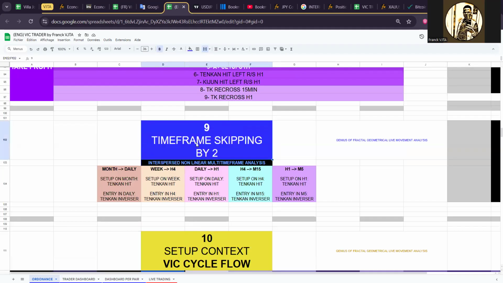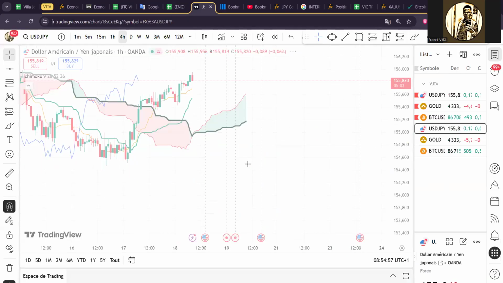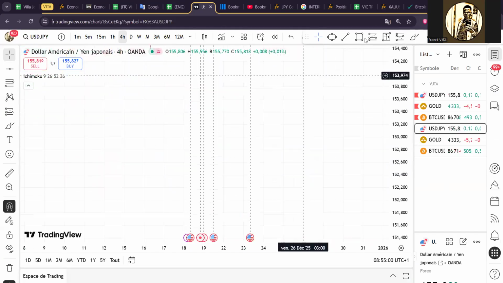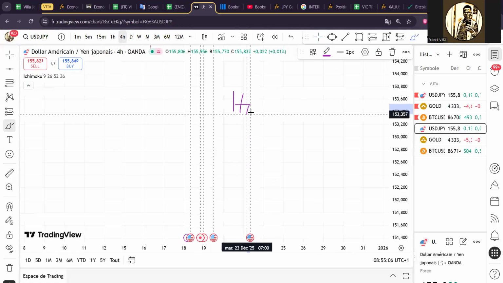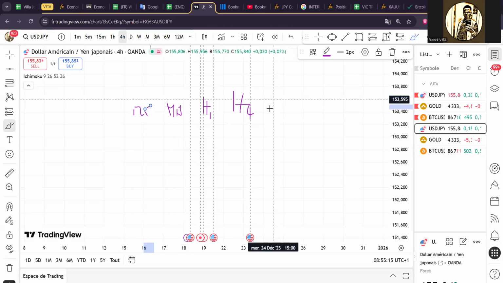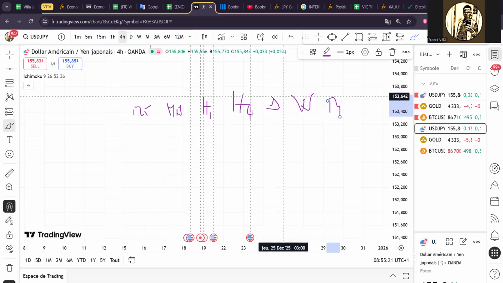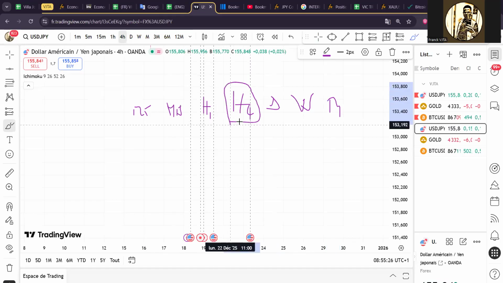So let's start with the time frame skipping by 2 technique. First of all, you need to know the time frames. You have H4, H1, M15, like 15 minutes, 5 minutes, daily, weekly, and the monthly. Those are the time frames.